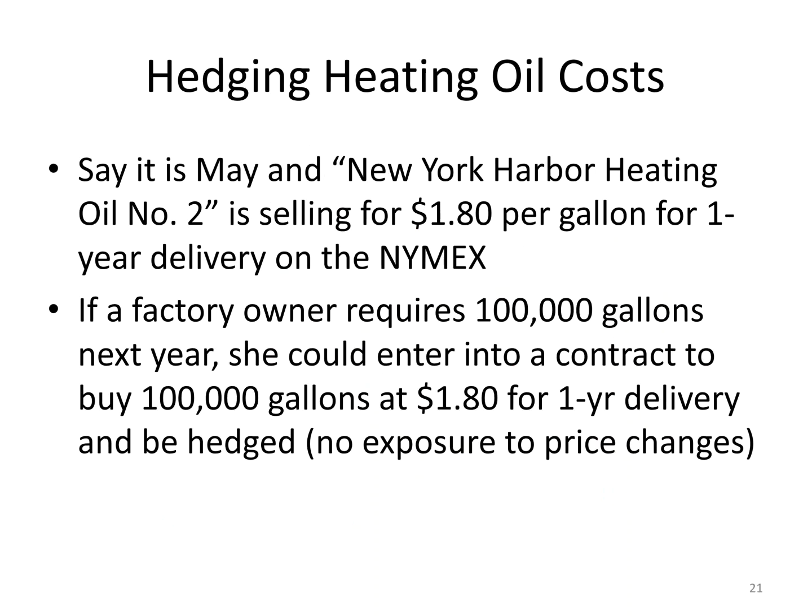So let's do a simple example. Say it's May, and the New York Harbor Heating Oil number 2 on the New York Mercantile Exchange, the NYMEX, is selling for $1.80 per gallon for 1-year delivery. And your factory requires 100,000 gallons next year. She could enter into a contract to buy 100,000 gallons at $1.80 for 1-year delivery, and there is zero risk. 1 year will roll around after she purchased that contract, and she will simply take delivery of 100,000 gallons and pay $1.80 per gallon.